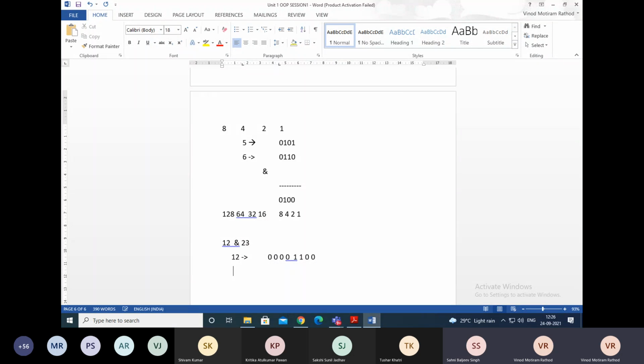Very good. Sir, will a carry come? A carry does not come, because carry means 1 and 1 carries to the next digit. This is not an addition. This is bitwise AND. Bitwise AND is something different from addition. Okay sir, okay.